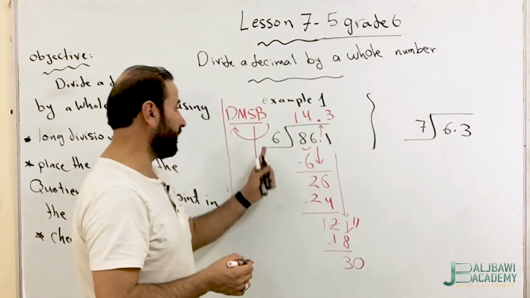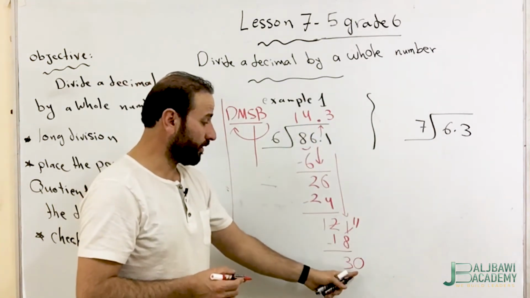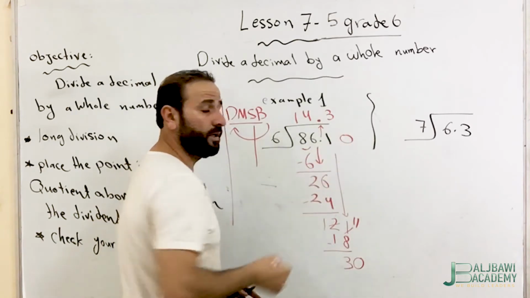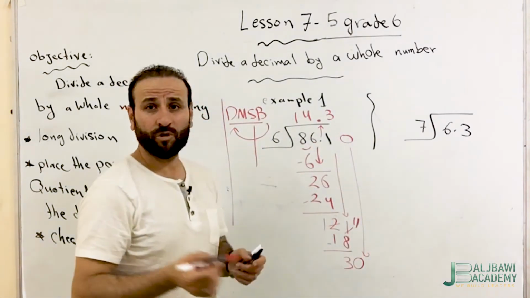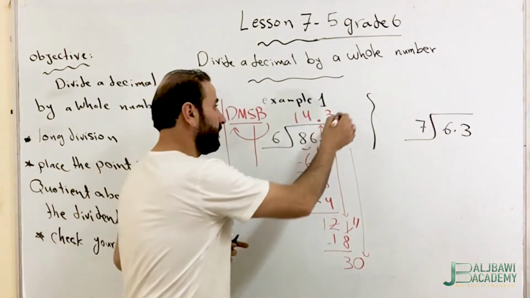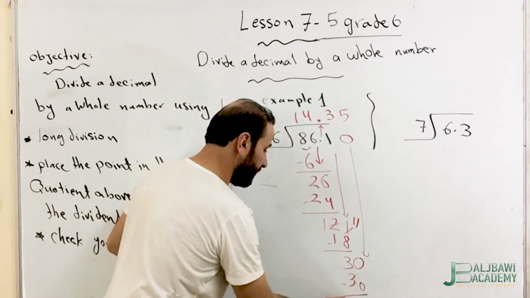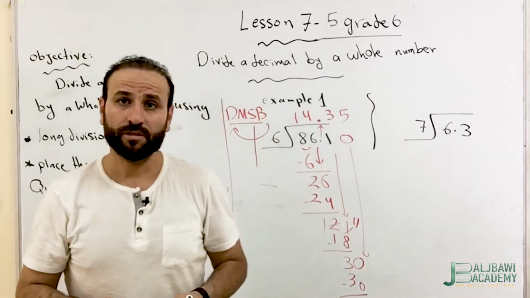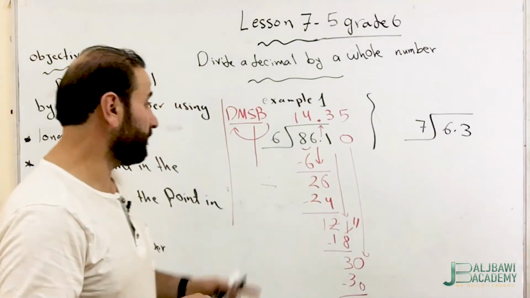Now 30 divided by 6, because we already have the point. If you don't have the point, we add 0 here in the dividend, and we bring it down, and we put the point up, but we already have the point. So 30 divided by 6 equals 5. Now 5 multiplied by 6 equals 30. If you subtract them, you get 0. So the quotient is 14.35.